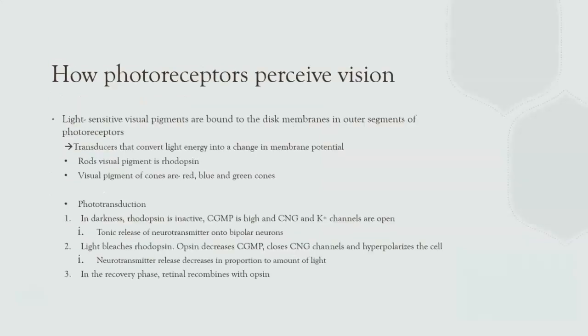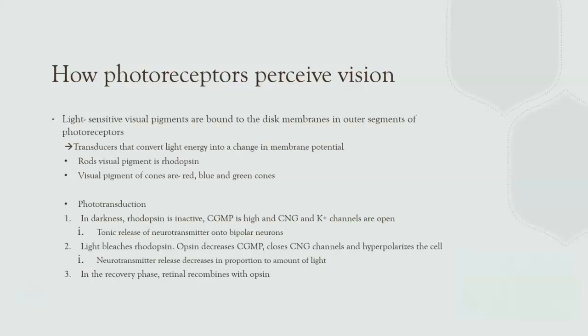All right, so then I'm going to talk about how photoreceptors perceive vision and how that signal will then pass through the bipolar cells and ganglion cells. Starting with this, light-sensitive visual pigments are bound to a disc membrane in the outer segments of the photoreceptors. These transducers convert light energy into a change in membrane potential.